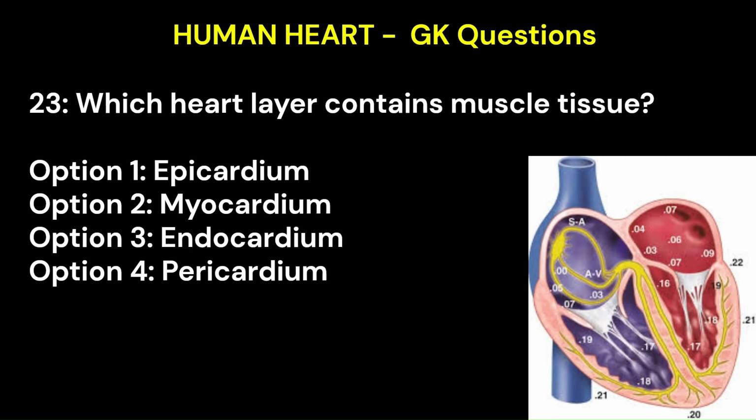Question number 23. Which heart layer contains muscle tissue? The options are: Option 1, epicardium. Option 2, myocardium. Option 3, endocardium. Option 4, pericardium. The correct answer is myocardium.